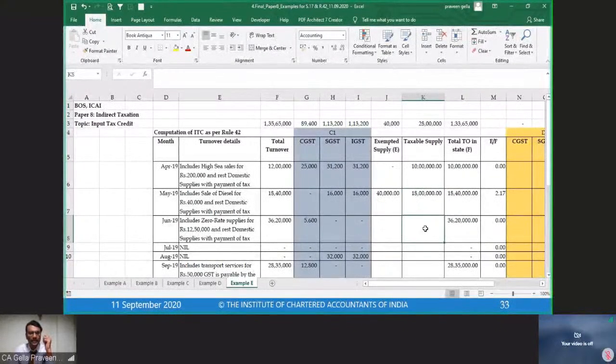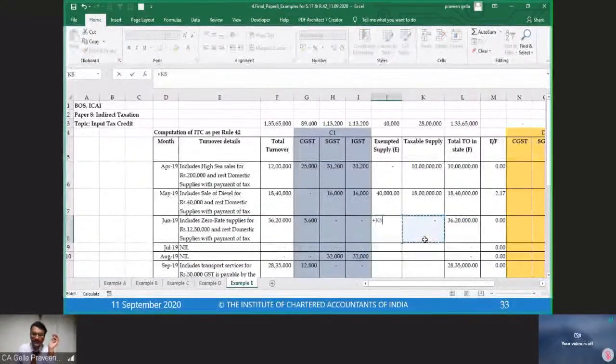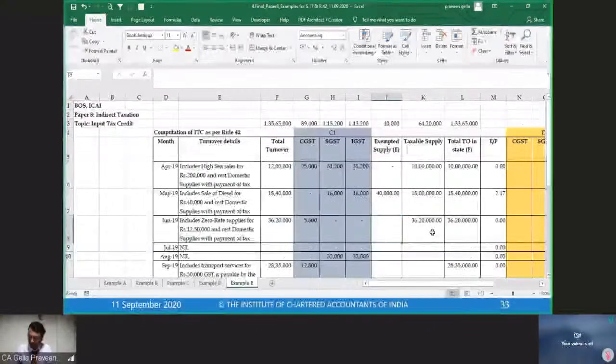Example number 3. My total turnover is 36,20,000. It includes zero rated supply of 12,50,000 and the rest is domestic supply with payment of tax. Now, section 16 says your zero rated supply is as good as your taxable supply. So there is no exempt supply during the month. I call the entire amount taxable. The moment I call this taxable supply, my entire turnover is taxable supply. So by virtue of that, my exempt supply is 0.